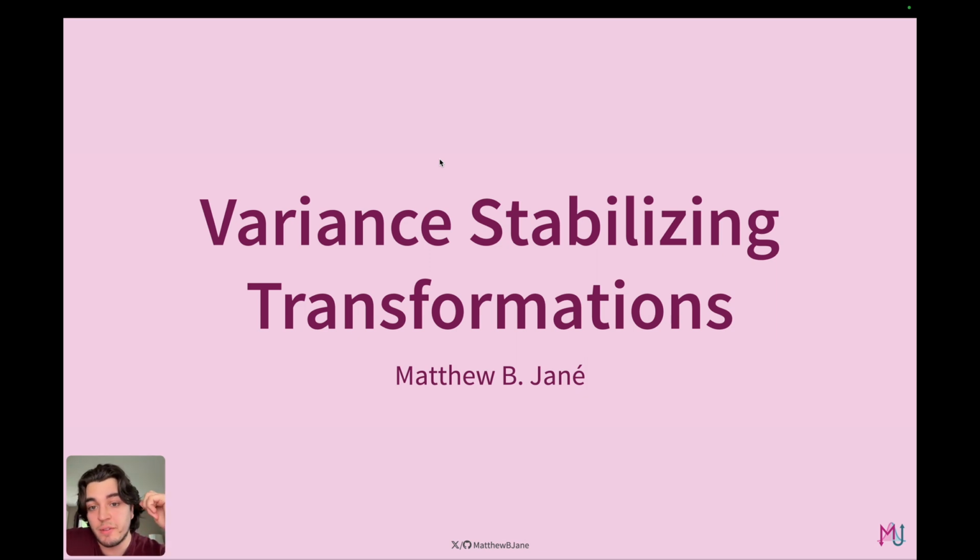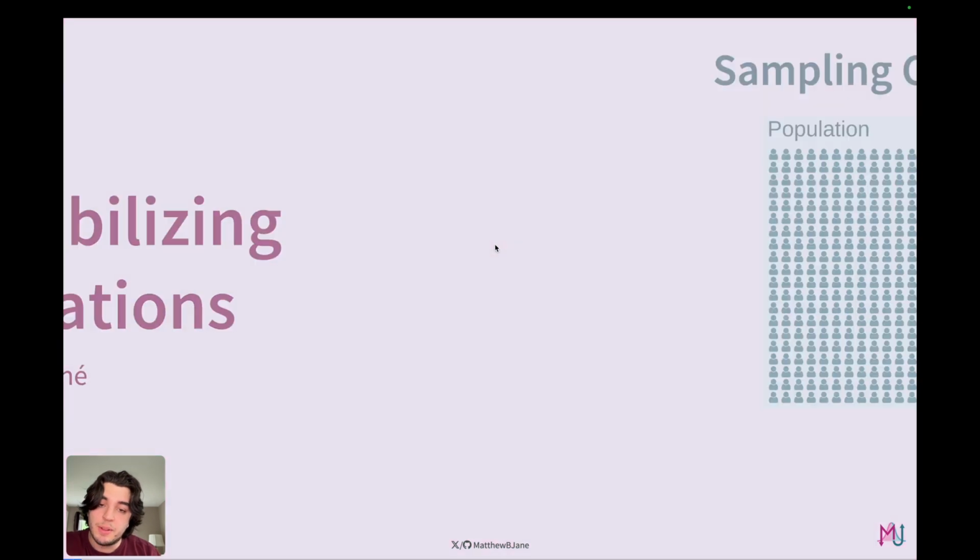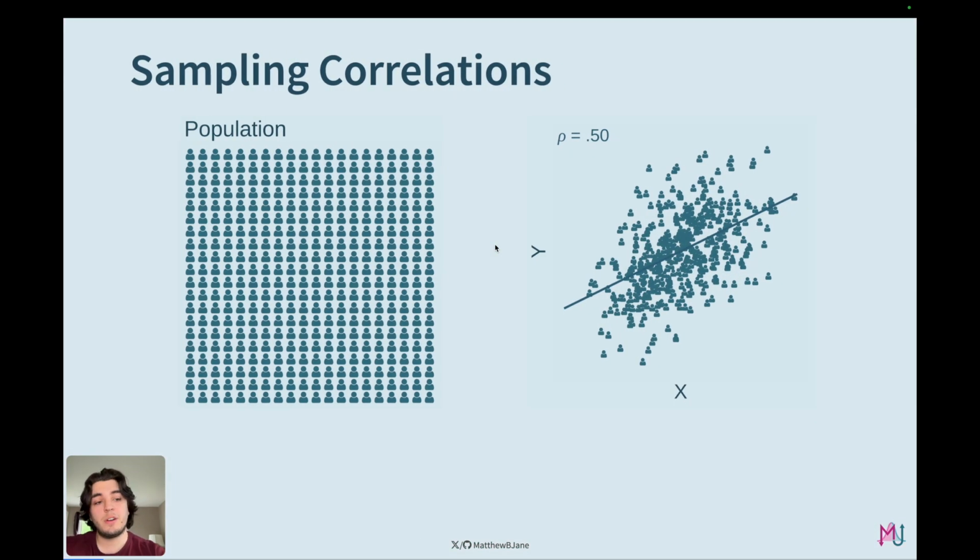This video is going to be on variance stabilizing transformations. Let's start with an example. So let's start with an example of a population that consists of 400 individuals. Of course, in reality, most populations are much larger than 400, but in this example, we have 400 people.